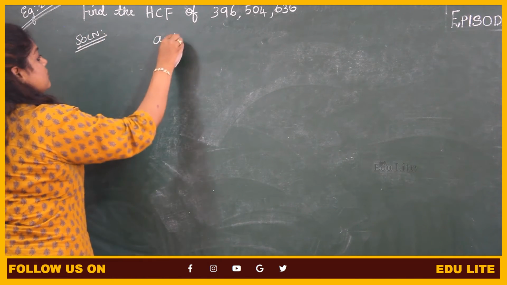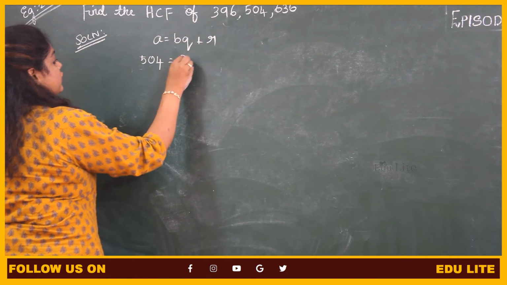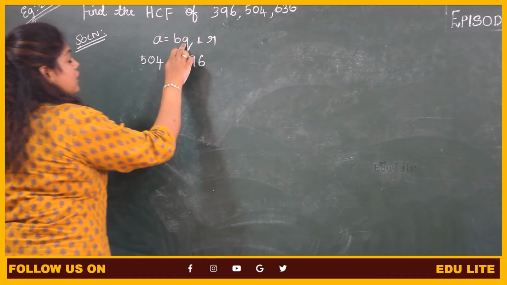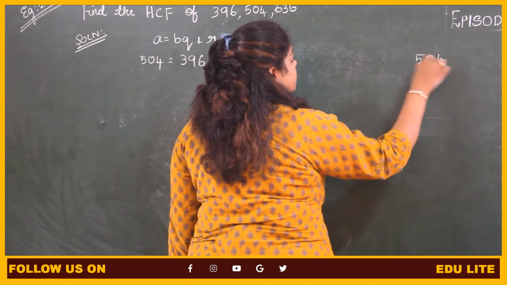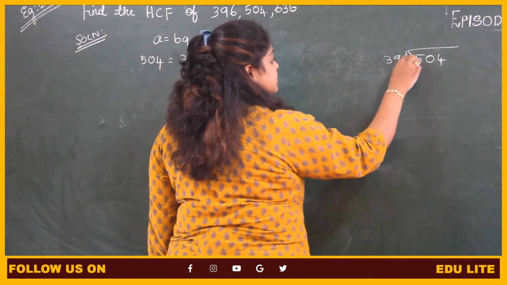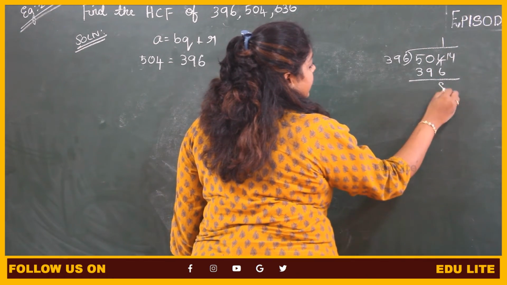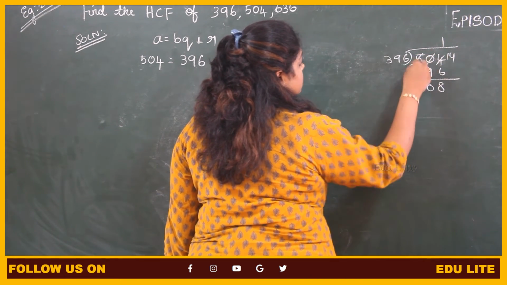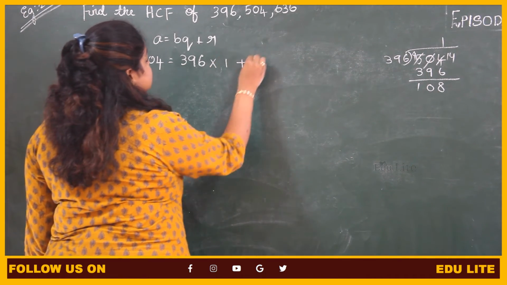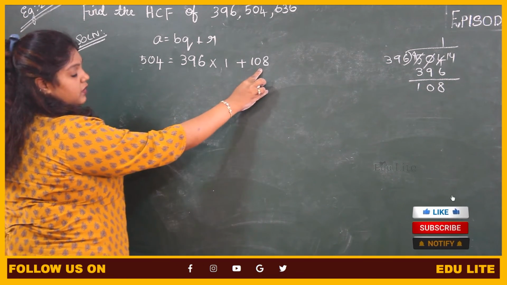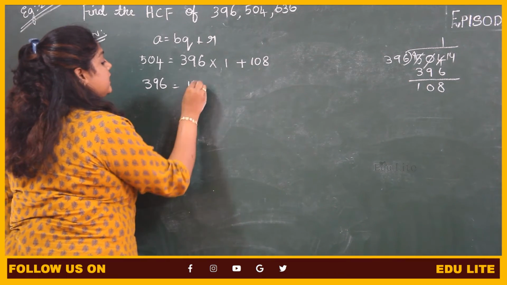So A equals BQ plus R. The A value I am considering here is 504. The B value is 396. We have to find the quotient and the remainder. So 504 divided by 396 will go only one time. So 396 into 1 plus 108. The remainder is not equal to 0. Then what we have to do? 396 will become the dividend and 108 will become the divisor.